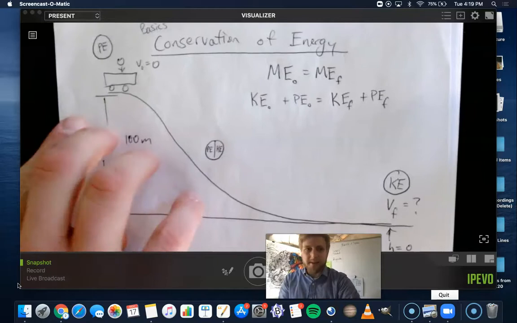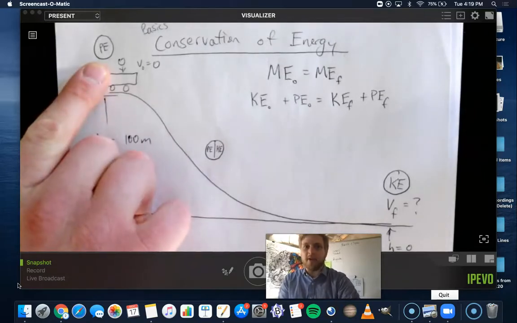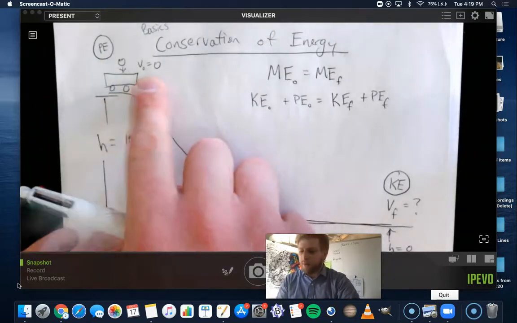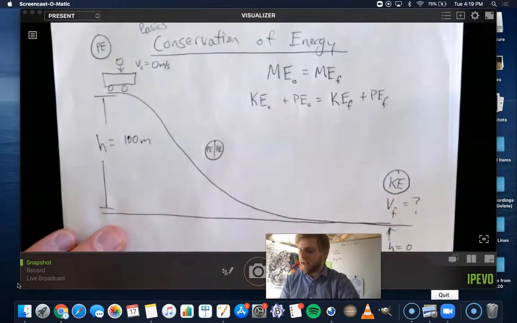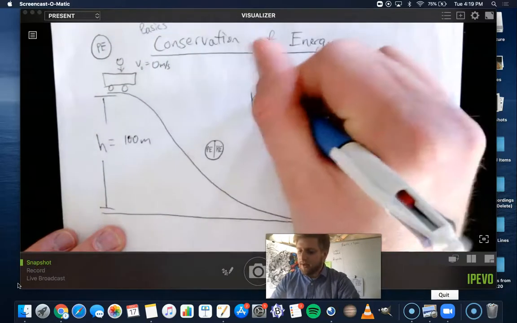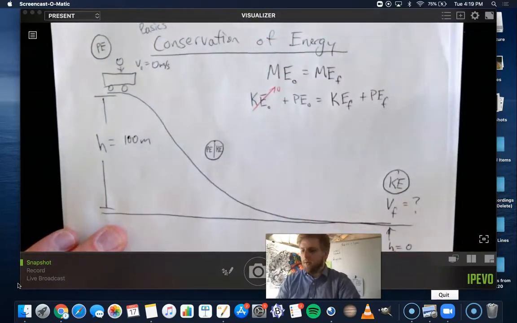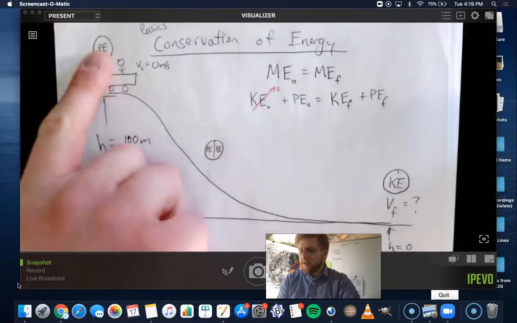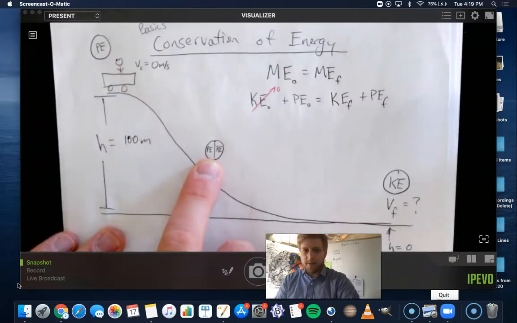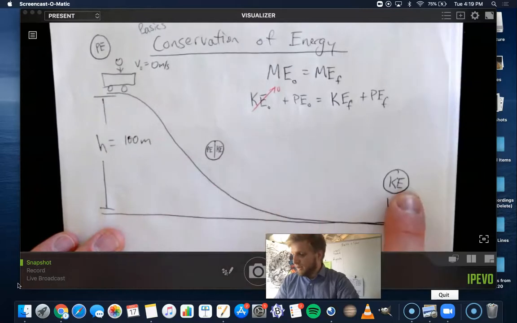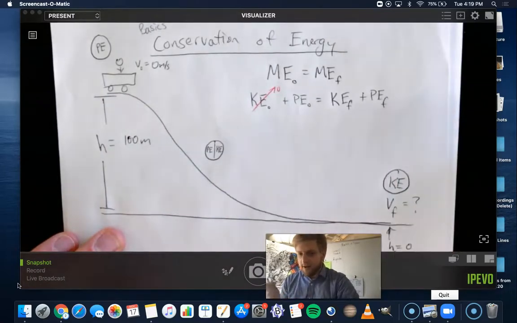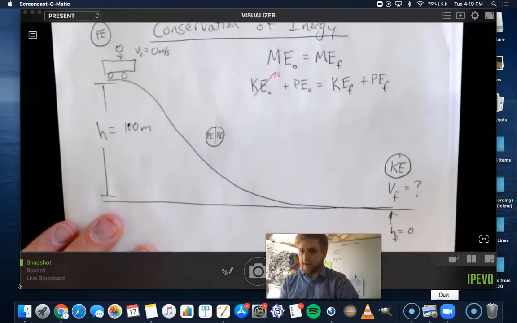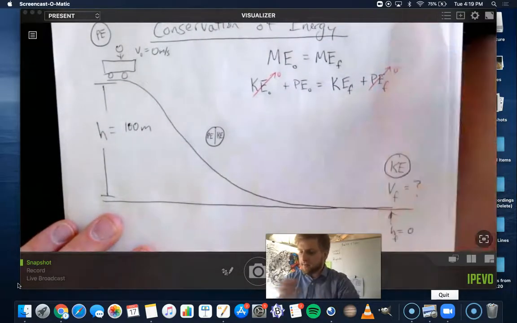At the beginning, at the top here, we start with all potential energy because we're not moving. So kinetic energy is equal to 0 at the beginning. That makes this one really straightforward to start with. Then that potential gets converted between potential and kinetic down to all kinetic at the end, which means that at the end there's no potential energy. We know that because the final height is equal to 0.